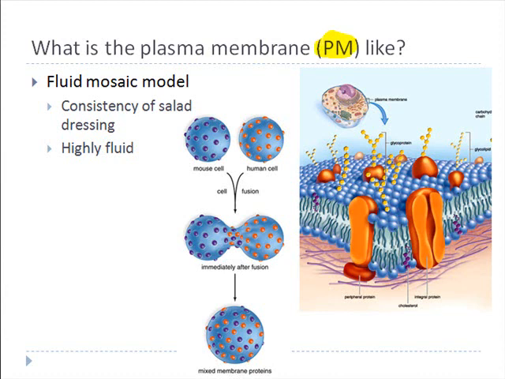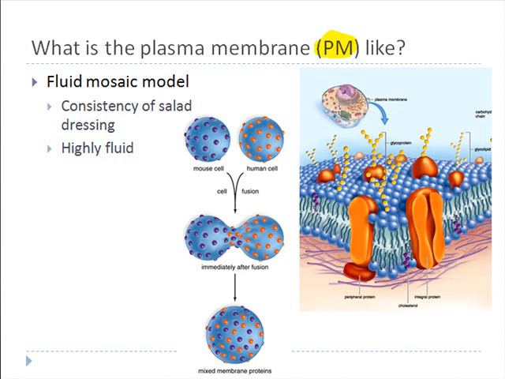Now the plasma membrane is best described as being kind of like the consistency of salad dressing, you know, like a vinegar and oil salad dressing you put on your salad. It's a highly fluid membrane that surrounds the cell. And we're going to find out on the next slide what are the pieces and parts, the types of molecules that make up the plasma membrane.